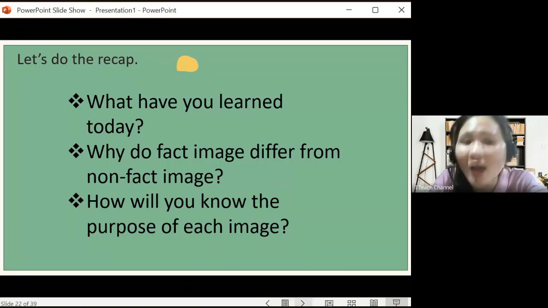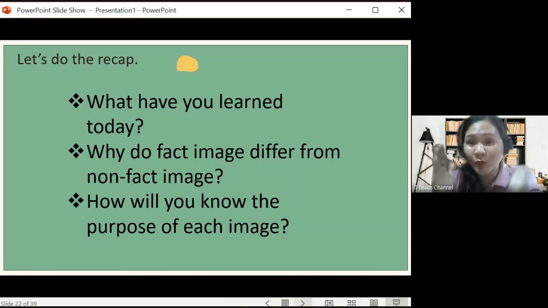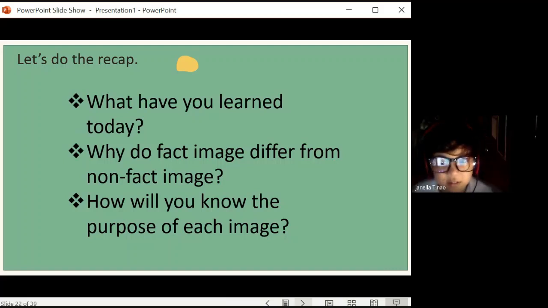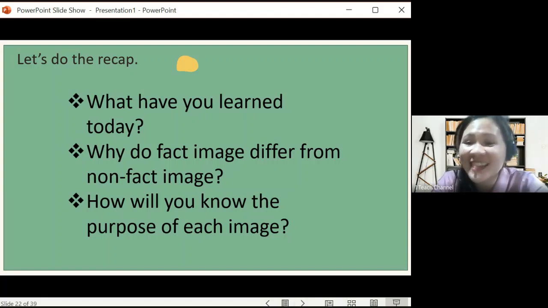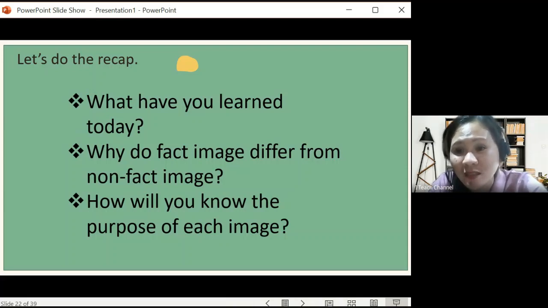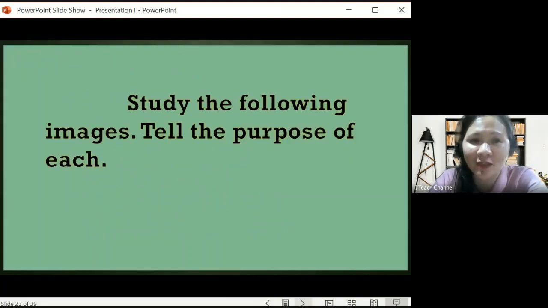Okay, so how will you know the purpose of it? What are you going to do? You are going to look at what? Look at the images. Yes, of course. Yes, that's true, class. You're going to look at the picture, study them so that you will be able to know the purposes. Because if you will not look at the picture, then you will not know the purposes, okay? All right? So now let's go to the next one. You're going to study the following images and then tell the purpose of each. So now let's answer 1 to 5.